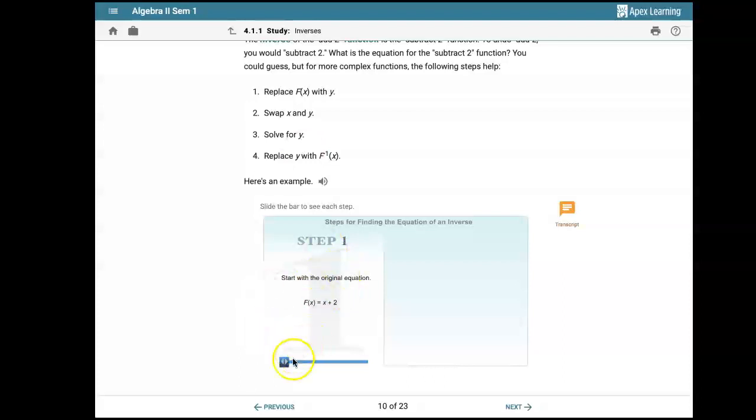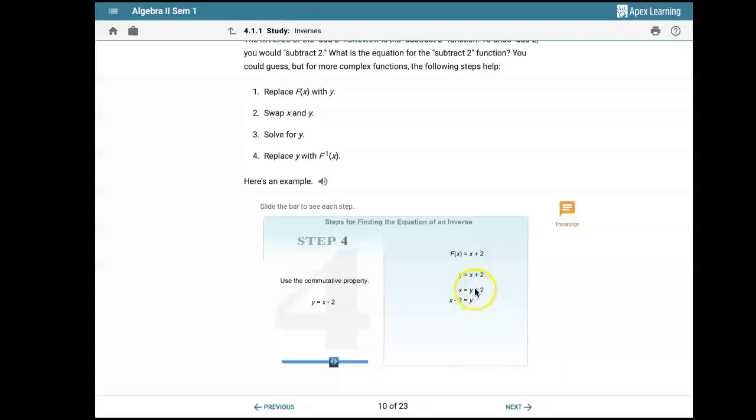So again, showing you this through this slider. Okay, we start with our original function, f of x equals x plus 2. We replace f of x with y, so we get y equals x plus 2. All right, then we swap x and y, right? So again, we're flipping our domain and range values. So we flip. Now it's x equals y plus 2. Okay, but now we have to solve. Again, we're still solving for y.